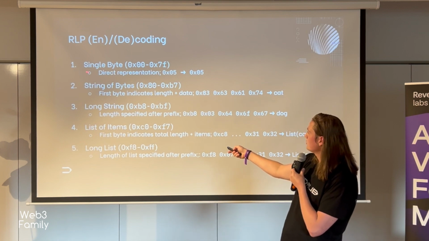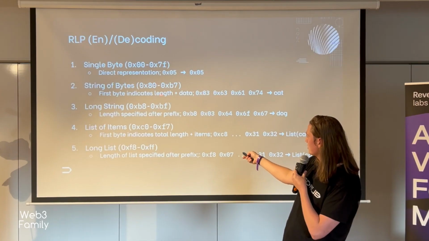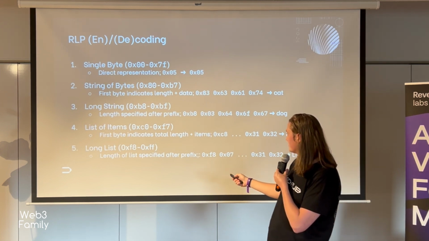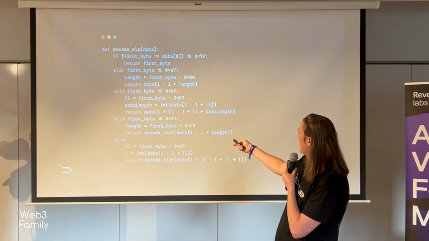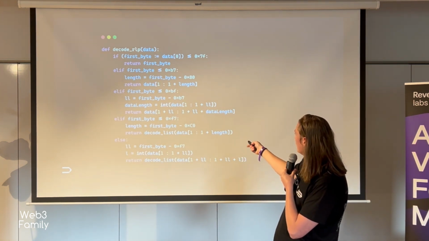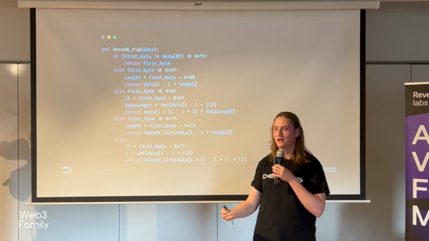There's like 5 cases. You have a single byte, a string of bytes, a long string, a list of items, or a long list of items, and each one has kind of like a prefix code associated with it. I can present this more clearly by showing you some pseudocode, and we can see we have a nice if-else chain where each one is bounded by one of these RLP constants. And so this kind of function is what we want to look for on-chain. We want to find contracts that have this pattern in their code.